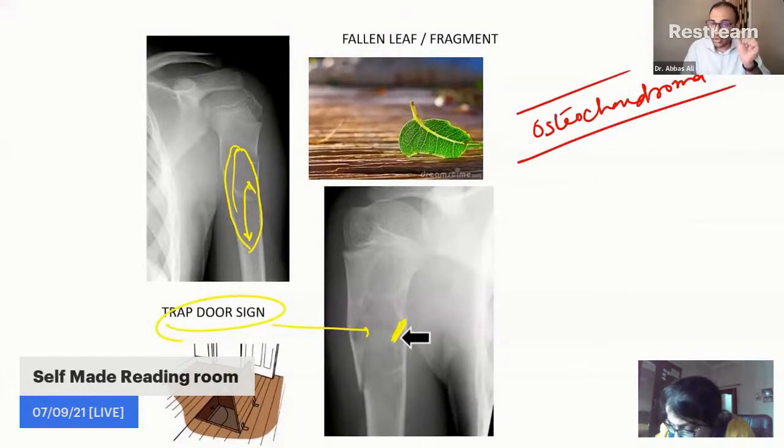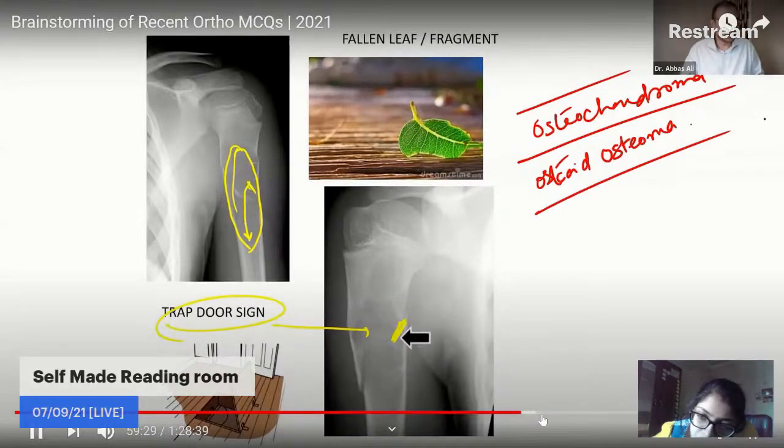Right? But if I ask you what is the most common true benign bone tumor, your answer will change to osteoid osteoma. True benign, the answer will change. Okay? Question. What is the most common malignant bone tumor?